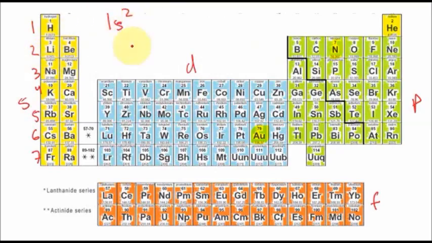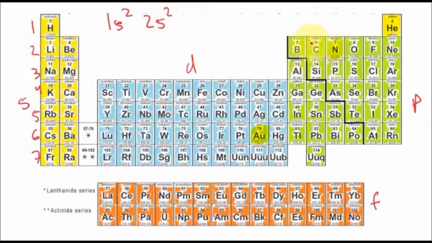Now, as we move down to lithium, we have 1s2 for the first 2 electrons, and we know lithium has 3 electrons. So for the third electron, we'd say 2s1. So basically, 2 of its electrons are within the first energy level, within the s sublevel. And then the third electron is in the second energy level, because it's in row 2, and within the s sublevel, and it's just 1 electron. Beryllium would be the same thing except 2s2.